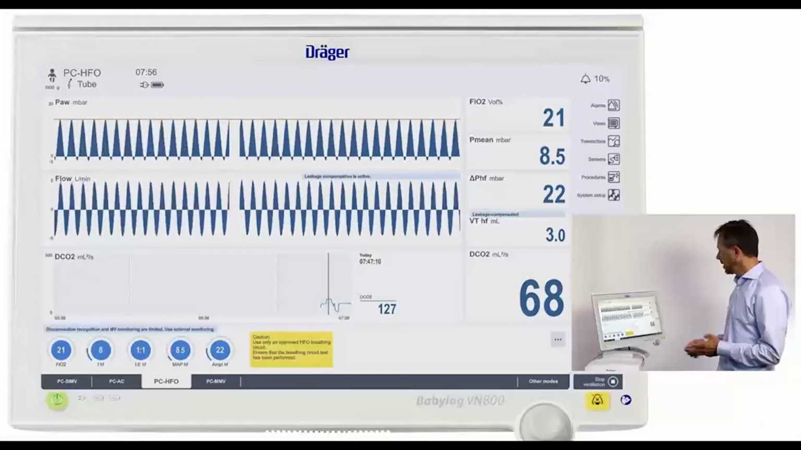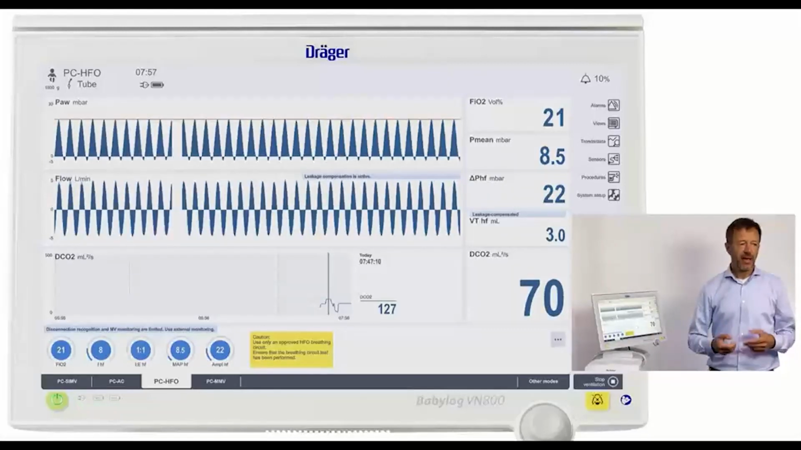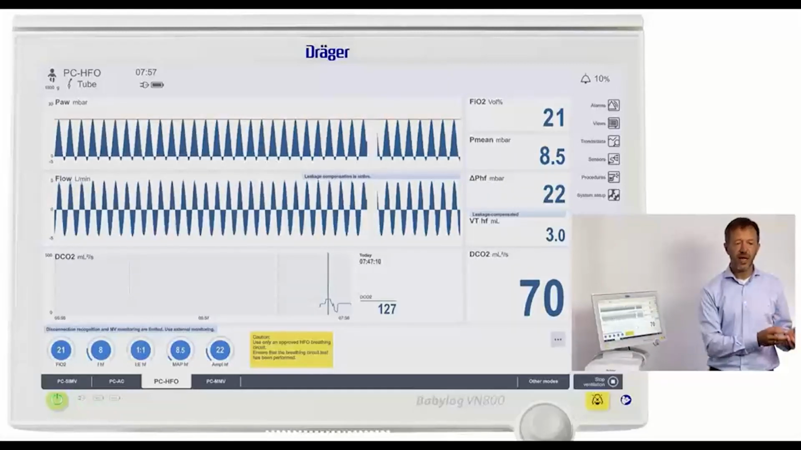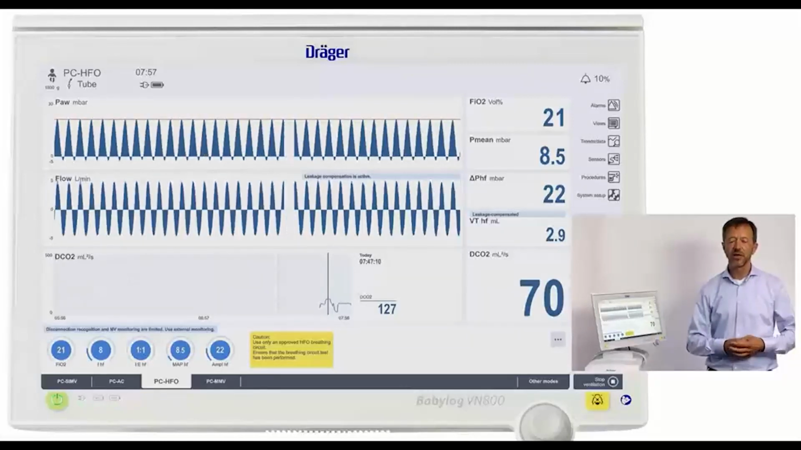But please remember, this impact you will see only if you're not using volume guarantee. If you're using volume guarantee, then you have to adjust the tidal volume first and increase this, because frequency reduction will have no effect on the delivered tidal volume during volume guarantee.